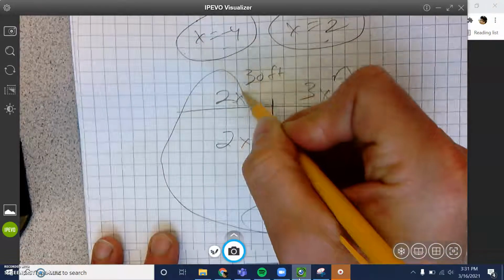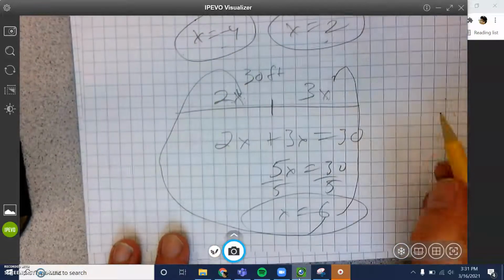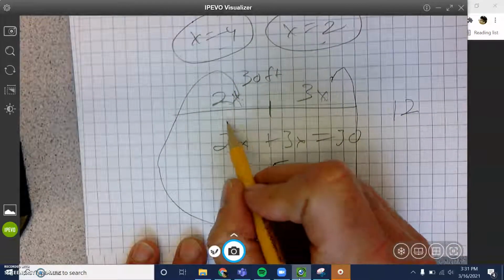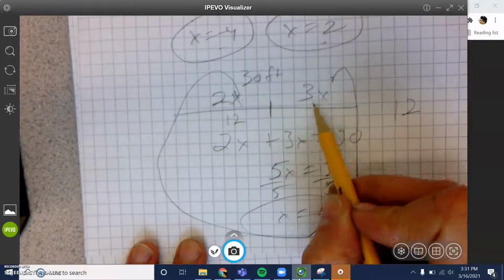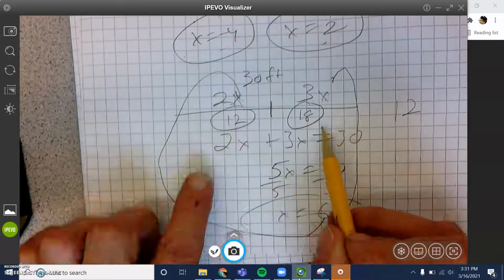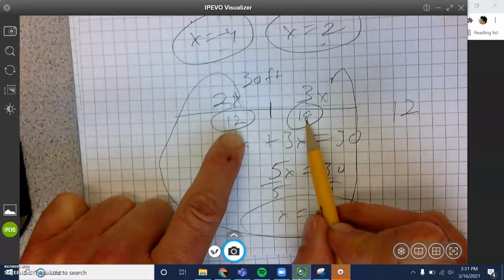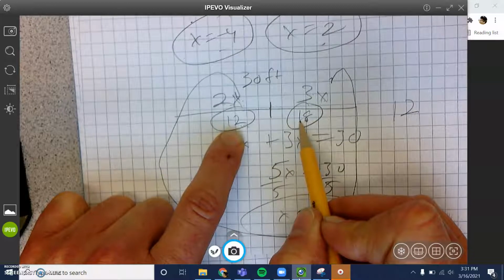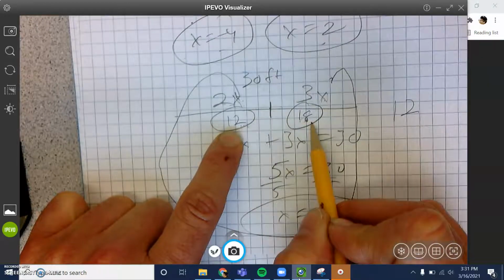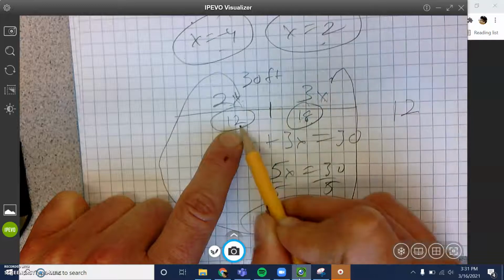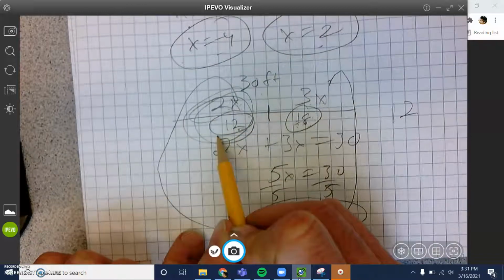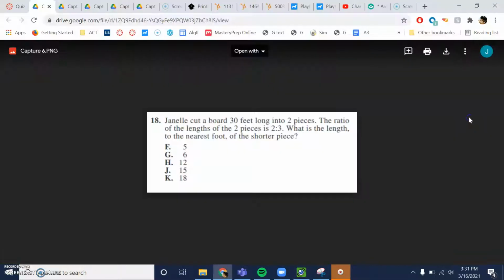Because look what happens. So 2 times 6 is 12. Right? This is 12. And then 3 times 6 is 18. 12 and 18, add up, you get 30, right? And then this is also 2 to 3, because I would divide these by 6, right? 12 divided by 6 is 2. 18 divided by 6 is 3, 2 to 3, yeah. So that's how we got the answer. The shorter piece is 12. Don't pick 18, the shorter piece is 12, okay? So that would be H. Great job, everybody. Keep it going.